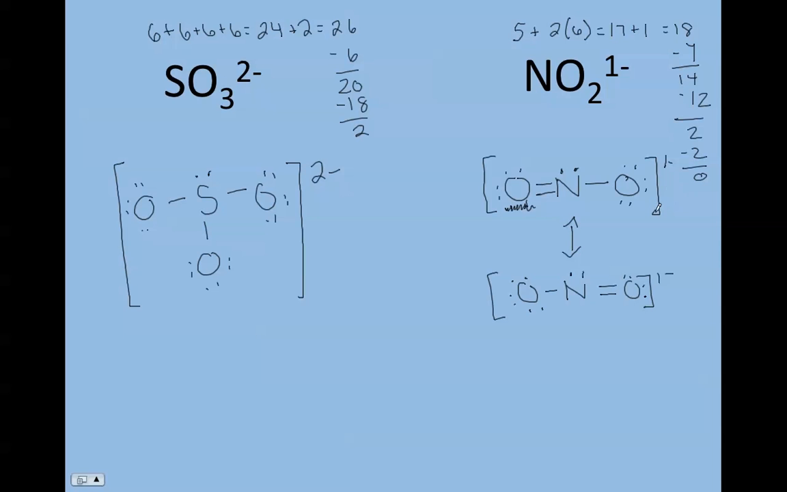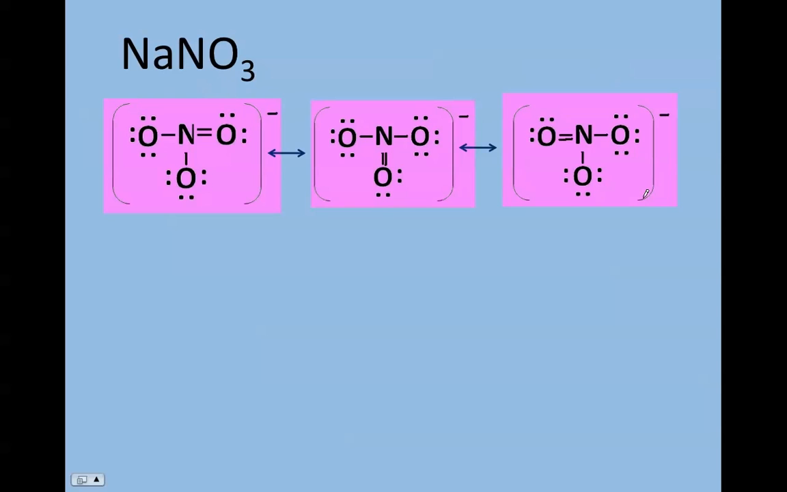Alright, now we're going to do a compound that includes sodium bonding with the polyatomic ion NO3. Here I've already shown you the three possible resonance structures of NO3 with a -1 charge, with the double bond being reflected between the three different bonds between nitrogen and the three oxygens.